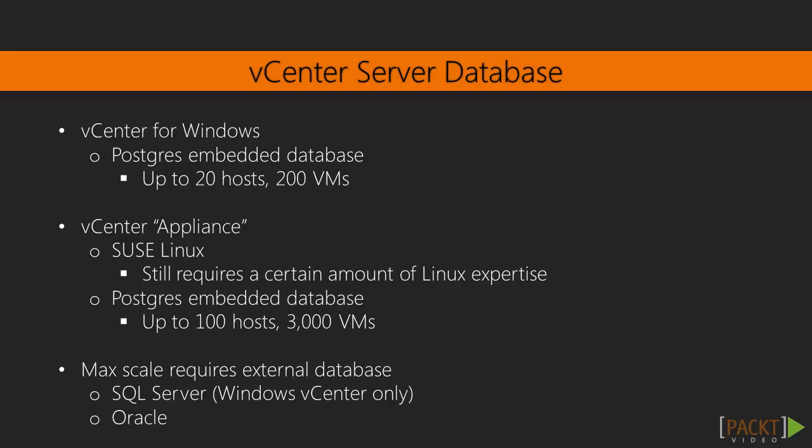So the appliance now does have better scalability than it used to. It does use Postgres, but you can do up to 100 hosts and 3,000 VMs. But that's not the limit, right? A vCenter environment, you can get it up to about 1,000 hosts with 10,000 VMs. Getting to that point is going to require you to run either full-scale SQL Server on Windows or Oracle, potentially not on the appliance, but on a dedicated server that the appliance connects to. And I would say for SQL Server too, we would probably not run it on the Windows vCenter, but the Windows vCenter is the only one that can use SQL Server.